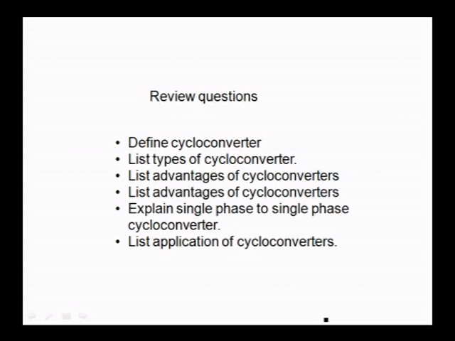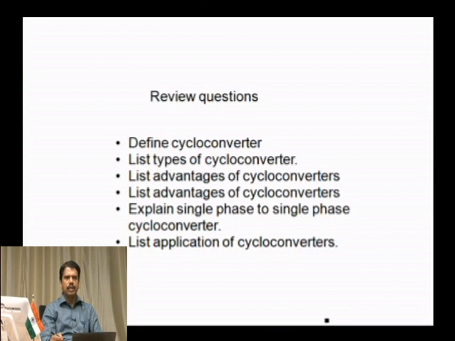So, let us see the topics covered just now. We have seen the definition of cycloconverter. A cycloconverter is a direct frequency changer which converts AC power at one frequency to AC power at another frequency. It is a direct frequency changer with a single conversion stage, no two-stage conversion. We have seen two types of converters, step up and step down. In a step up converter, the output frequency is higher.